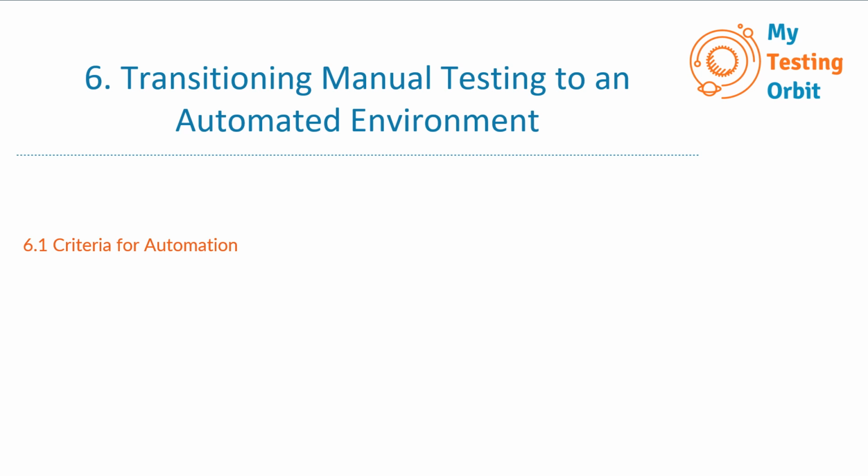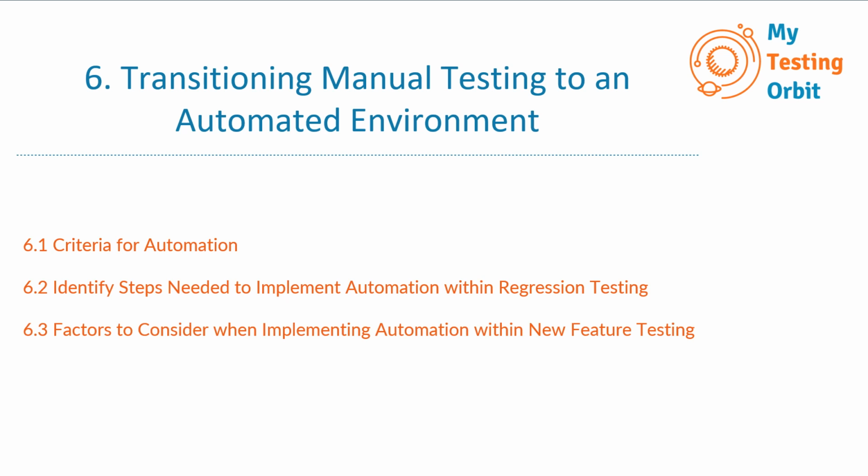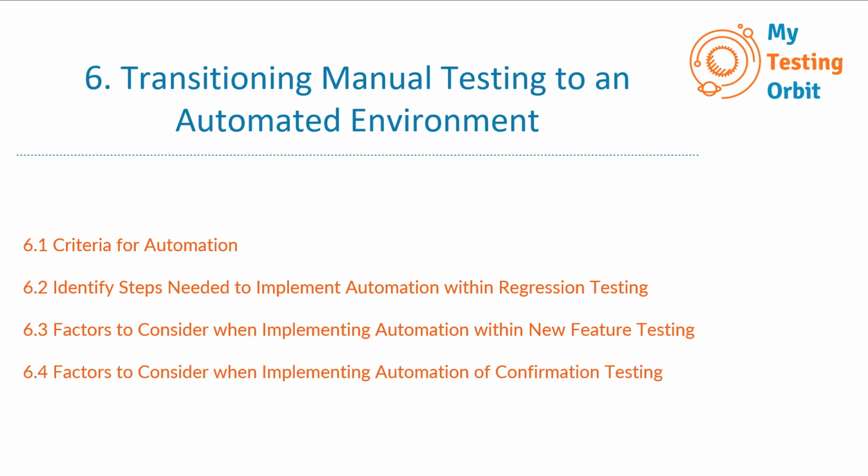6.1, criteria for automation. Then we have 6.2, identify steps needed to implement automation within regression testing. 6.3, factors to consider when implementing automation within new feature testing. And 6.4, factors to consider when implementing automation of confirmation testing. And today we will start with section 6.1, criteria for automation. So let's get ready to explore how we can make this important shift.